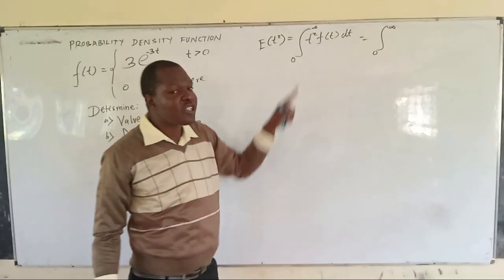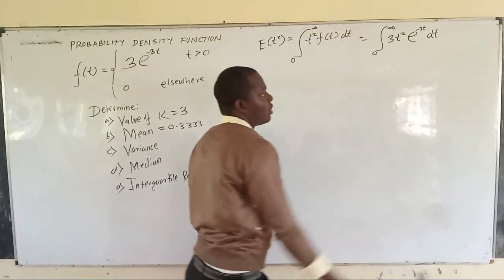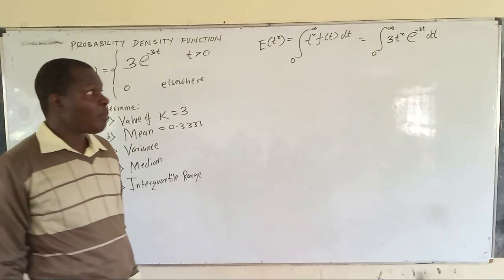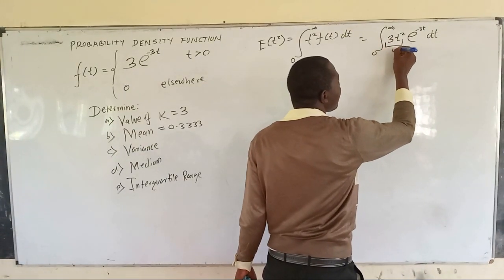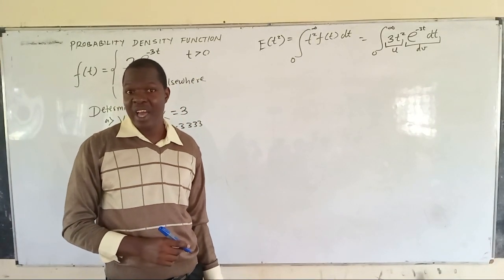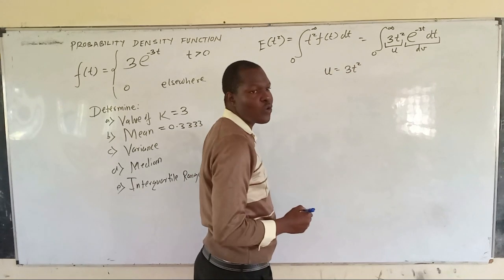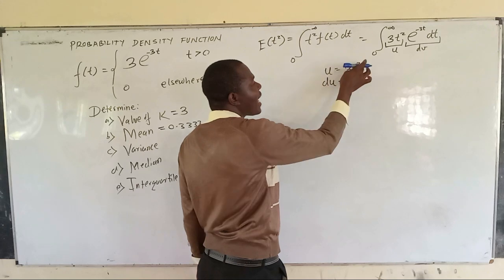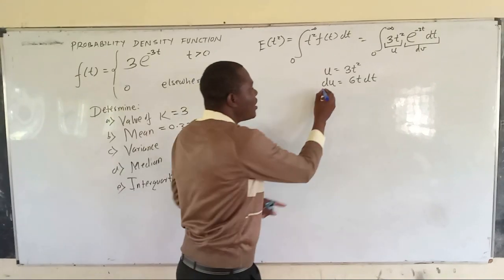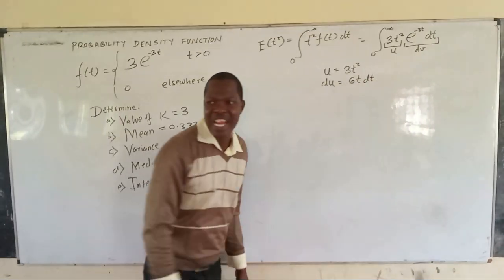So 3 exponential negative 3t times t squared, you get 3t squared exponential negative 3t dt. That is integration by parts, isn't it? It's integration by parts, meaning this one is u dv, where the polynomial is u, and the whole remaining part is dv. So your u is 3t squared. If you differentiate u with respect to t, you get 6t. Then you multiply both sides by dt, you get du is 6t dt.